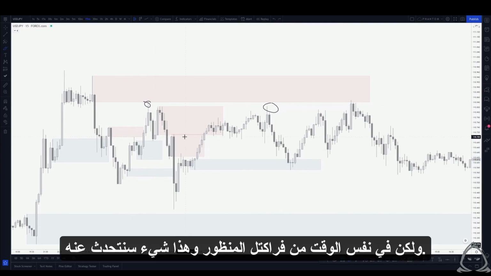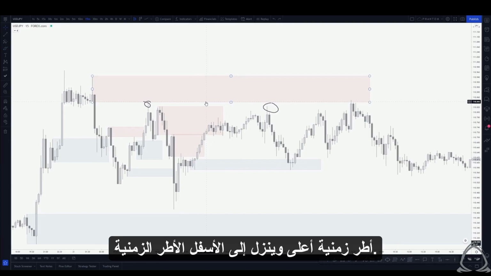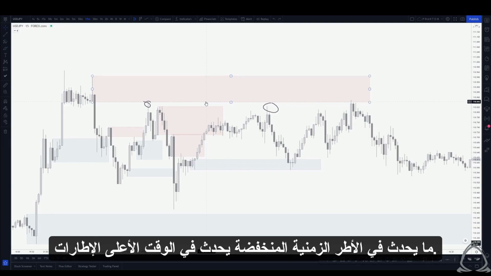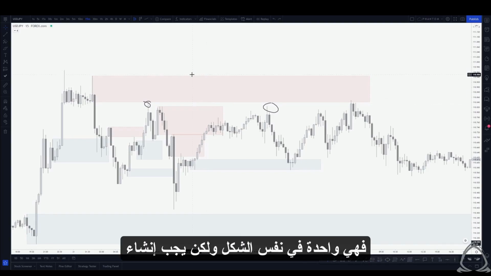but at the same time, from a fractal perspective, and this is something we're going to speak a lot to, is the fractal nature of the markets, things that are happening on higher time frames and going down to the lower time frames. What happens on the lower time frames happens on the higher time frames. What happens on the higher time frames happens on the lower time frames. They're one and the same, but the picture has to be built from one time frame to the next.